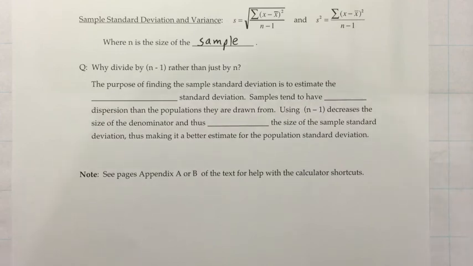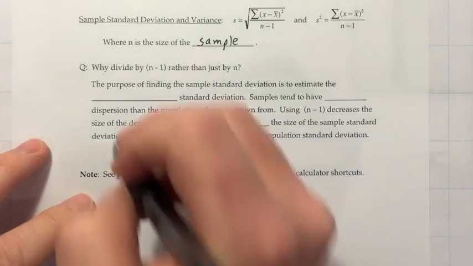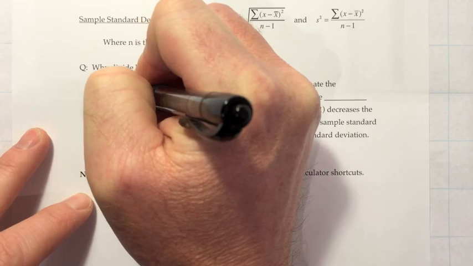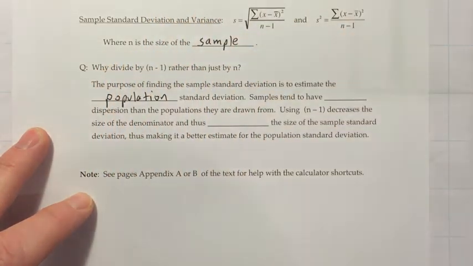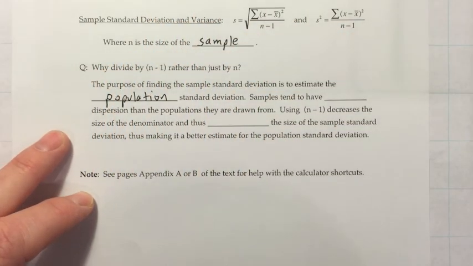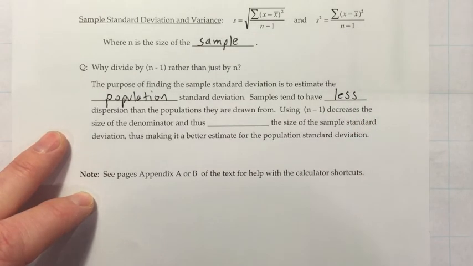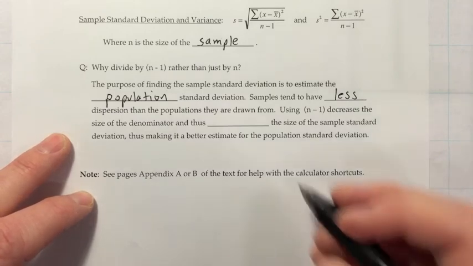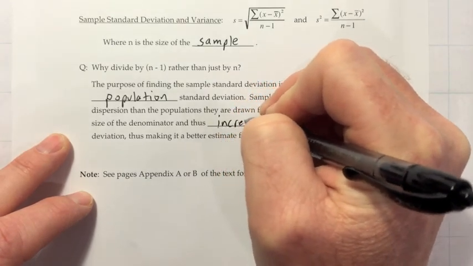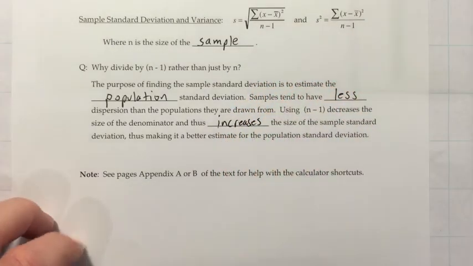So, quick question about why is that? Why do we divide by n minus 1 rather than just dividing by n? And the answer to that question is that the purpose of finding the sample standard deviation is to estimate the population standard deviation. And samples tend to have less dispersion than the populations they're drawn from. And when we use that n minus 1, it decreases the size of the denominator and thus increases the size of the sample standard deviation. And that makes it a better estimate for the population standard deviation.